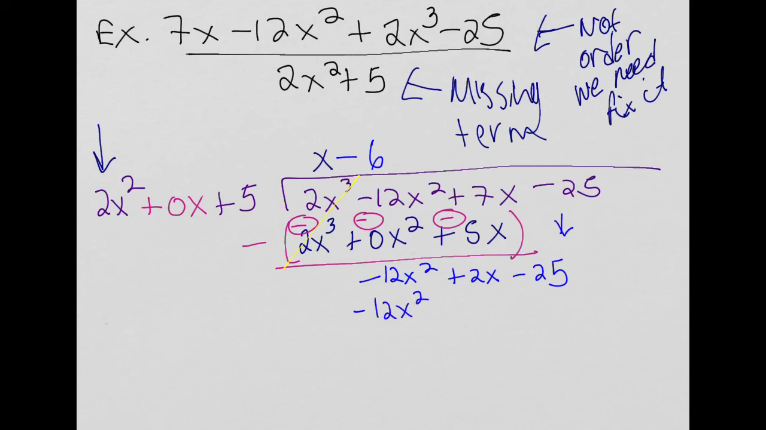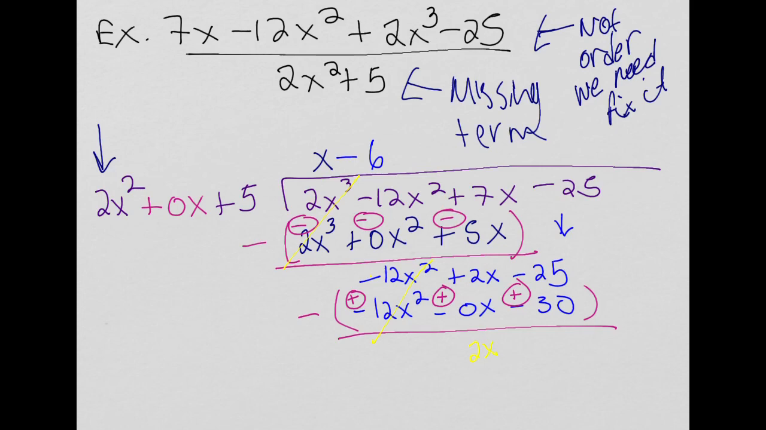Then we have negative 6 times 0x. It's just negative 0x. Remember, this is a placeholder. And then negative 6 times 5 is going to give me negative 30. We're going to draw our line, put our parentheses, put that negative in the front, which will change the signs of everything on the inside. If you notice, the first terms cancel. If the first term doesn't cancel when you're doing this, then something went wrong. All right? So then we have 2x plus 0x is just 2x.